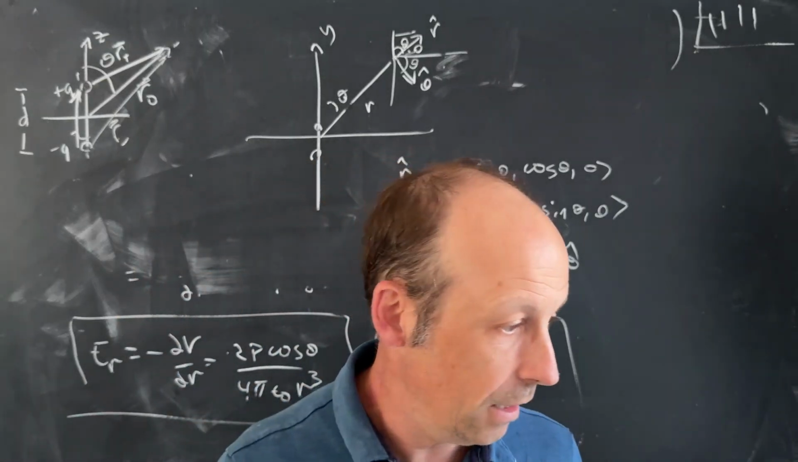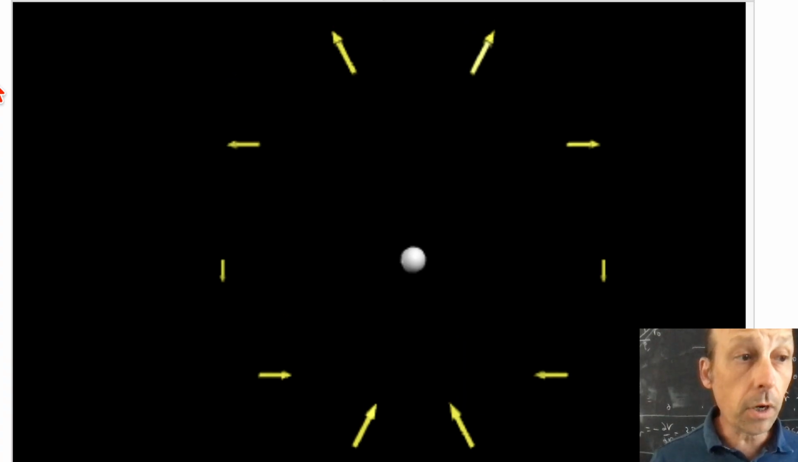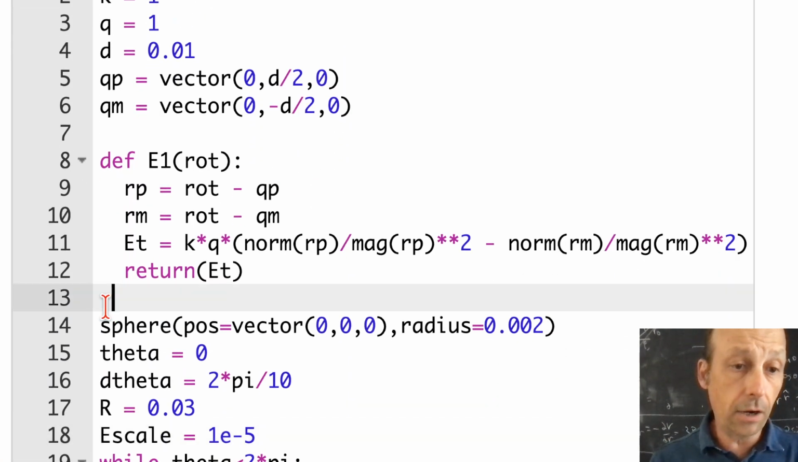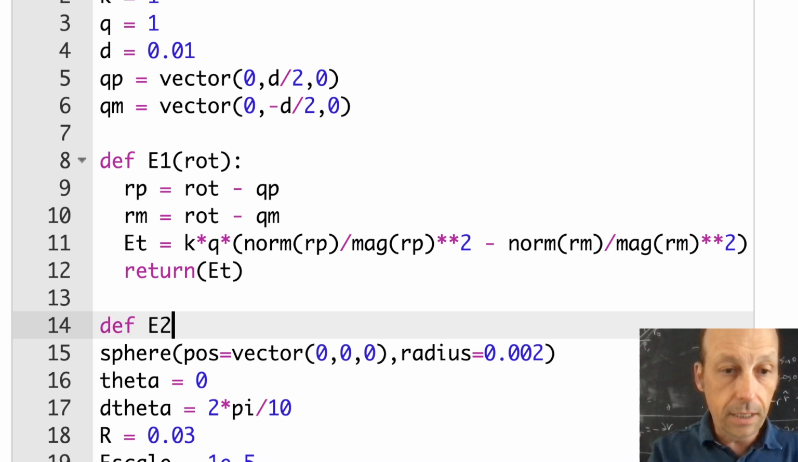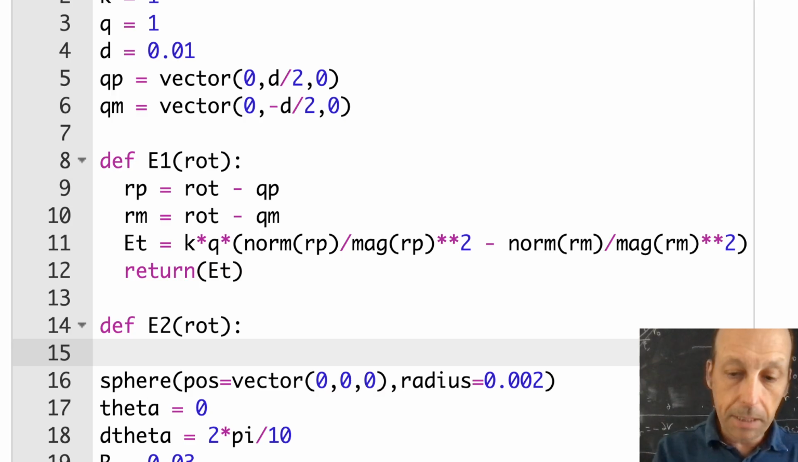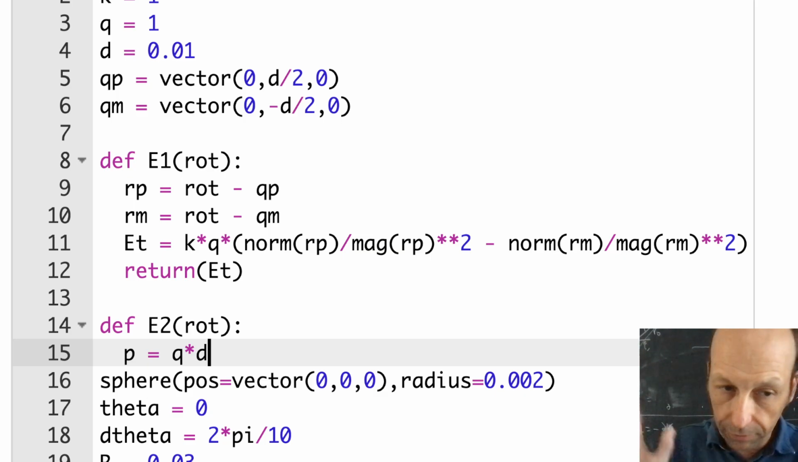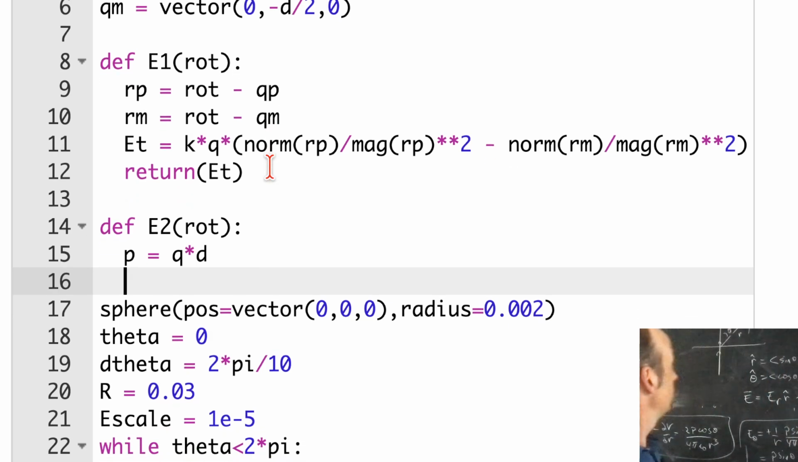Switching back to WebVPython. So I'm going to make a new function here called E2. And E2 is going to calculate the electric field using the other way. So def E2 r_ot. And so the first thing I need is p. So p is going to be equal to q times d in this version. I've already taken into account the direction of this. I don't have to do the r dot and things like that, although I could.